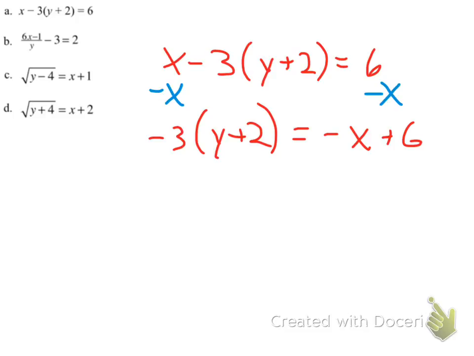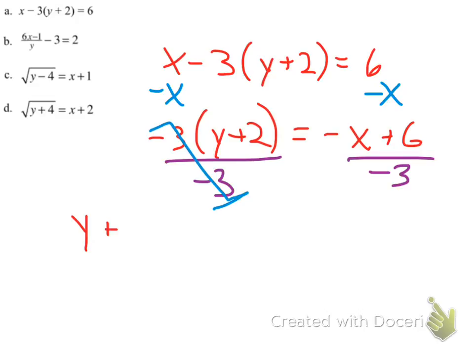I have a couple of options for this next part. I could distribute the negative 3, or I could divide everything by a negative 3. I'm going to do that one. So negative 3 divided by negative 3 makes a giant 1, which leaves me just y plus 2 on the left side of the equals. On the right side, I have a negative x divided by negative 3. I also have positive 6 divided by negative 3, because the negative 3 divides both of them.